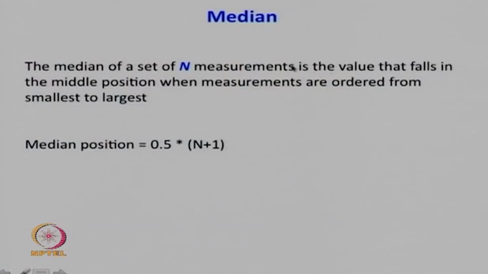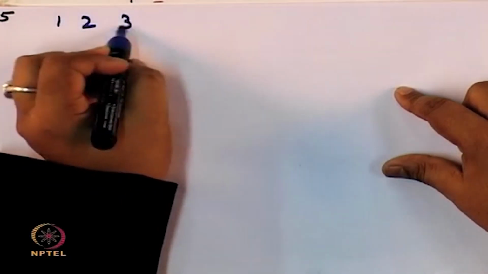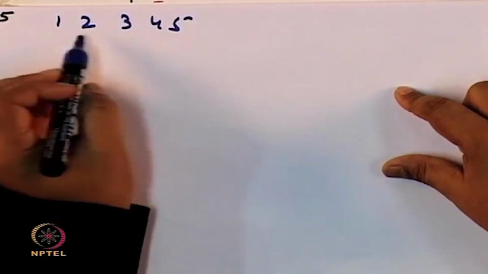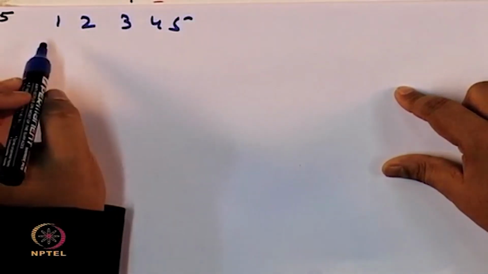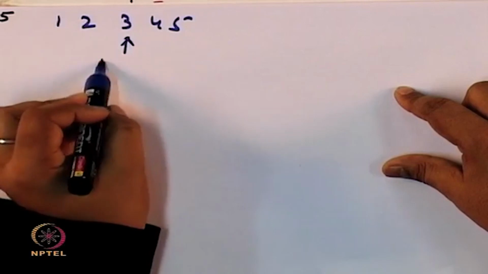Now, we have the next concept of median. The median of a set of n measurements is the value that falls in the middle position when measurements are ordered from smallest to largest. In other words, the median position is 0.5 times (n plus 1). If you have 5 numbers, let us say 1, 2, 3, 4, 5, and this is a sorted data set, then you can see that this is my median.